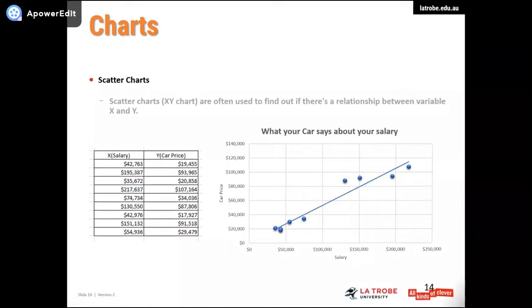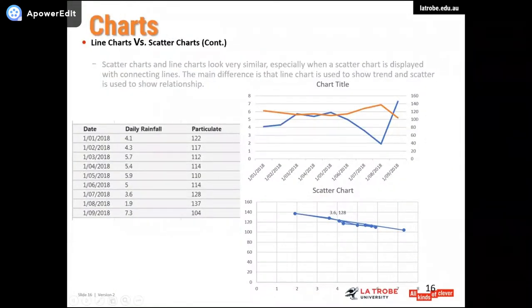Some people may get confused about the scatter chart and line chart because a scatter chart may look very similar to a line chart if we connect those dots together with lines. But we should be very clear that a line chart is usually used to show the trend, but a scatter chart is always used to show the relationship.